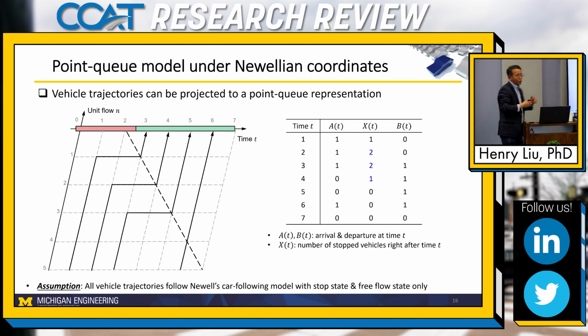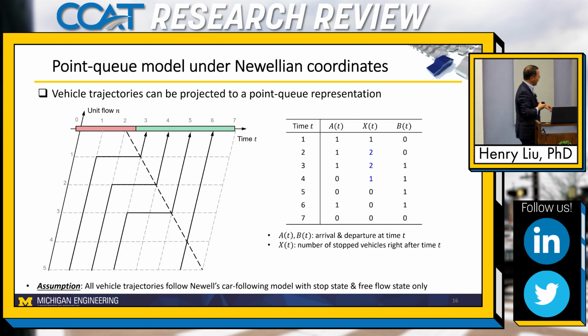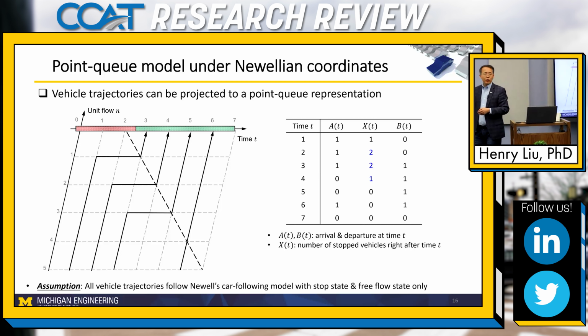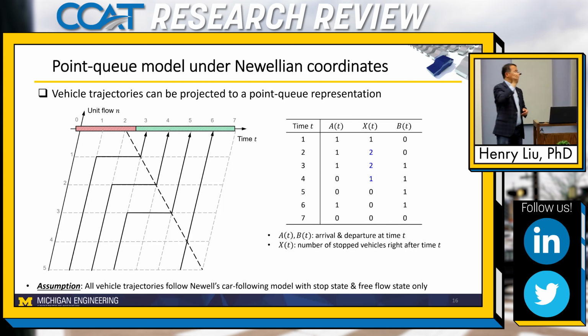Well, we want to connect that with trajectory. You can see that if we only use the vertical queue, it doesn't really have any trajectory associated with it. So what we did is that we make another simplified assumption that every vehicle follows a very simple car following model called Newell's car following model. And so the students need to remember those.